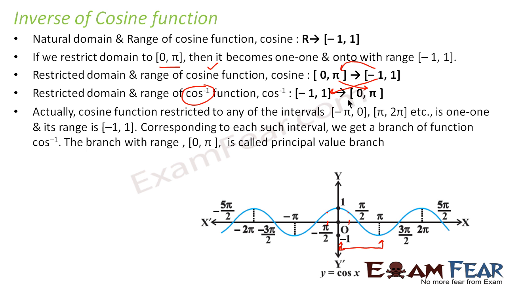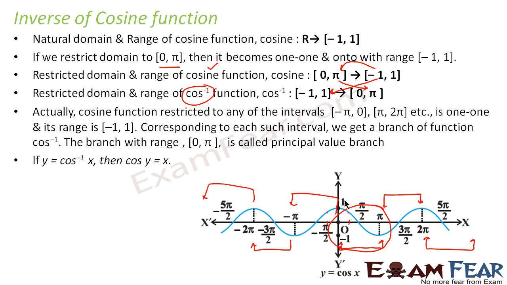Same thing applies here also. The 0 to pi is called the principal value branch, but you can see that if you take pi to 2 pi also, in this interval also, the cos function becomes invertible. Even in this also, it is invertible. Take any of these domains, the cos becomes invertible. But this one, 0 to pi, is called the principal value branch. There are so many branches for which the cos function is invertible, but this particular branch 0 to pi is called the principal value branch for the cosine function.